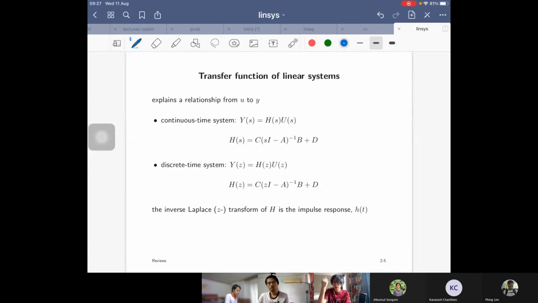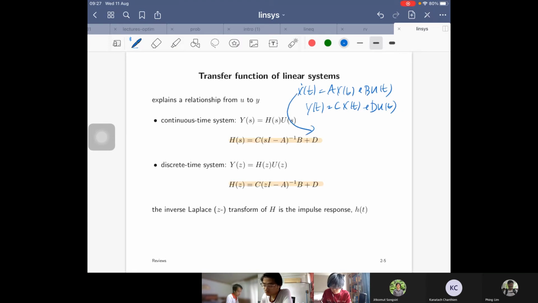A model can also be given in the form of a transfer function. Also, when you have a state space model, please review how to transform from state space to transfer function. In continuous time, we use s, the frequency domain variable. How do we get this? This is very simple. Just apply the Laplace transform. And for a discrete time system, we just apply the Z transform.